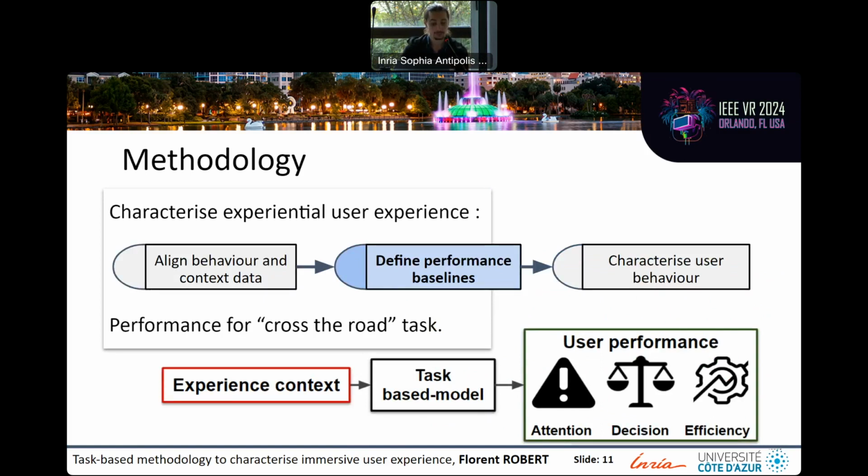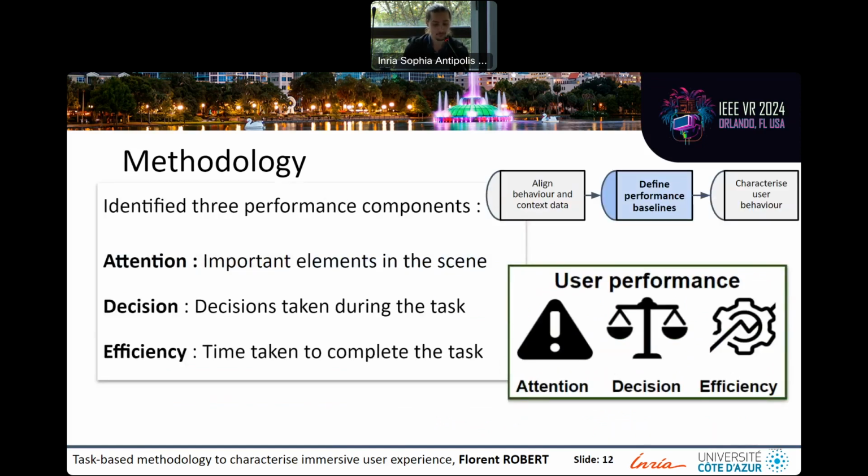So again, for the task cross the road, we identified 3 performance components for this task. The attention component, which is the important element that the player will have to look at during the task. The decision component, which is the decision that the player will have to take during the task. And the efficiency, which is just the time to finish the task.